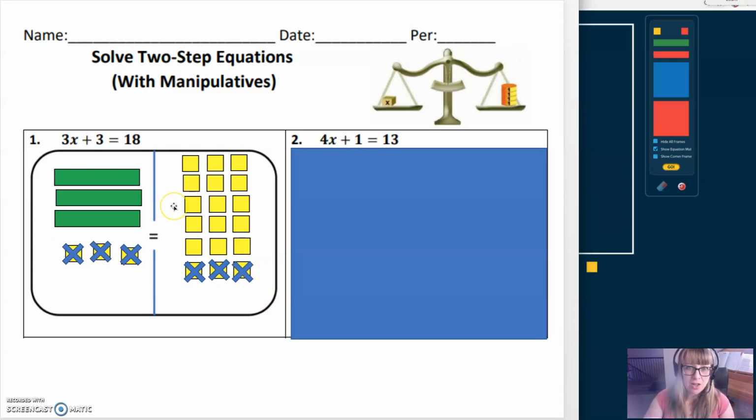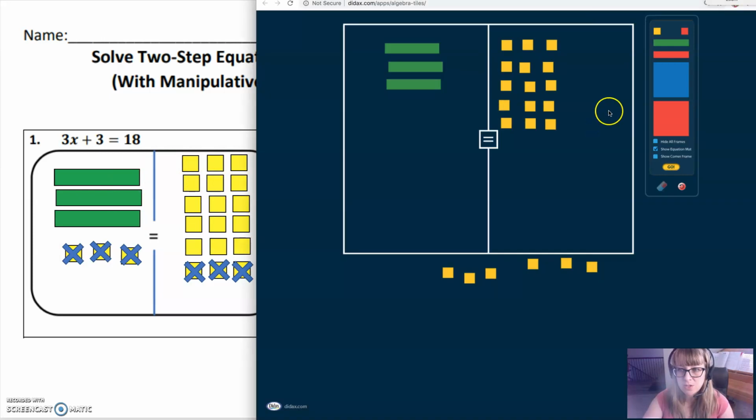Now our next step, notice that now these are gone, right? It's like our other problem, where now I have 3 of these X tiles, and those 3 X tiles are now by themselves because I've removed these unit tiles. Those 3 X tiles are equal to and balanced with, not 18, because we took these 3 off, but they're balanced with 15. So now we're going to do like we did before, and we need to regroup those. We need to put those into those 3 groups.